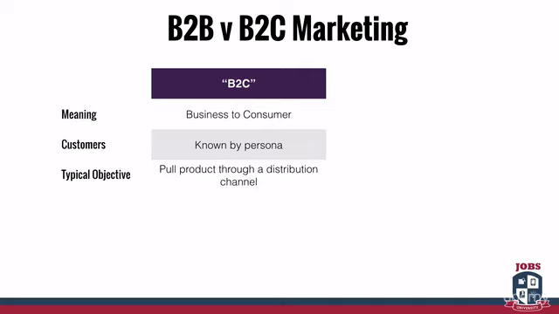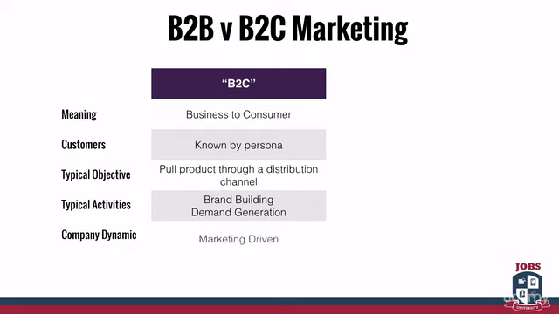So, for example, you might want Snow Shave sold in local grocery stores and men's haircut shops. And your typical activities center around brand building and demand generation. So you might want a cool, frosty-looking Snow Shave logo, and you might send models dressed as snowmen and snowwomen out to give guys free shaves in front of participating stores. So company dynamics tend to be very marketing driven in B2C or business to consumer organizations.